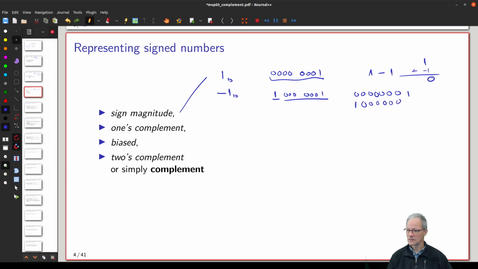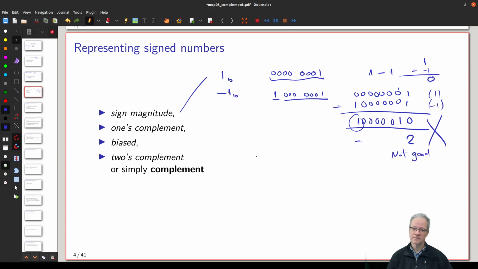Okay, and if we add these guys together, so this is 1, this is -1, then the result is going to be 1 plus 1 is 0 and carry. So 1, 0, 0 is 1, and then we have a bunch of zeros here, and then 0 plus 1 is 1. Okay, so what we end up with, according to this scheme, this should be the sign bit, so this is going to be negative. And this is 1, 0, which is actually 2. So it turns out 1 minus 1 is -2. And this is not good. Not good for the arithmetic.